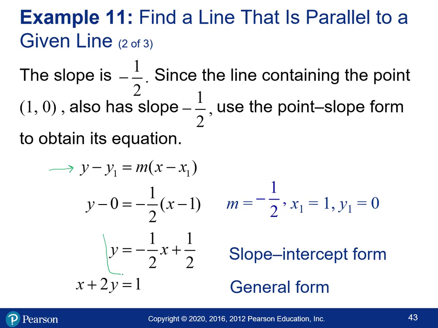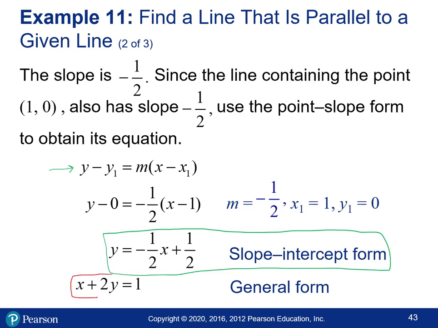So what I want you to notice is that there's more than one way to write the answer. So this is the answer in slope-intercept form. But let's say you were asked to find the answer in general form, then this is the answer in general form, or standard form. Okay, and so notice if you want to go from slope-intercept to general form, what you want to do is you want to bring the x's to the other side. So what I would do first is I would add 1/2 x to both sides.